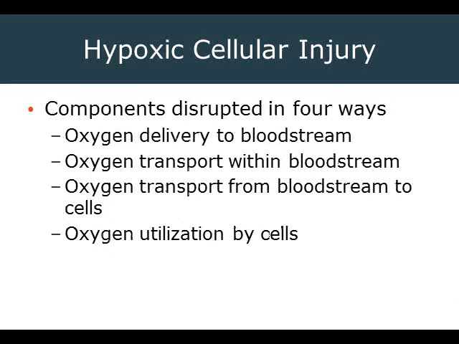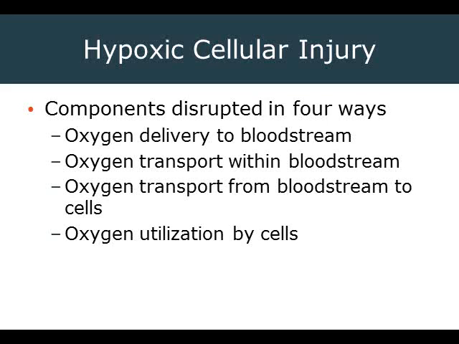So these components can be disrupted in 4 major ways. Oxygen delivery to the bloodstream, oxygen transport within the bloodstream, oxygen transport from the bloodstream to the cells, and then oxygen utilization by the cells. So all these are, in way, shape, and form, types of shock.